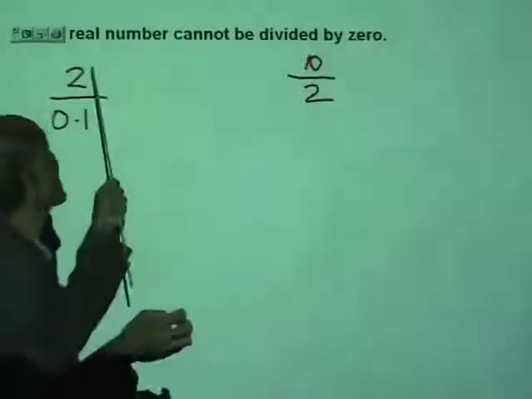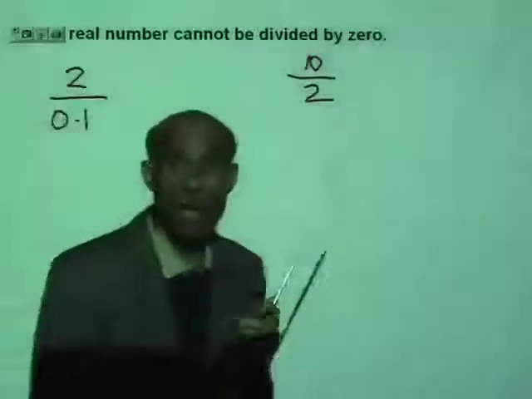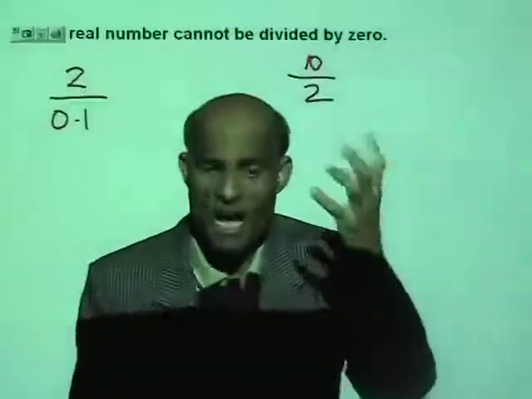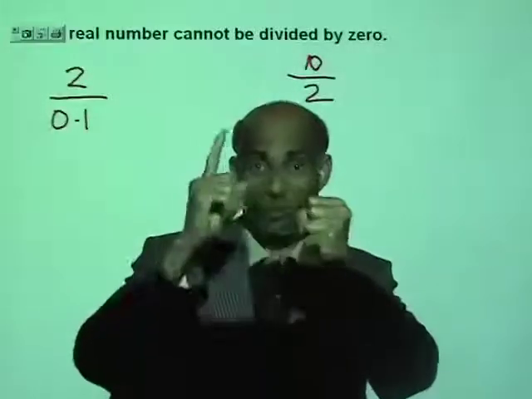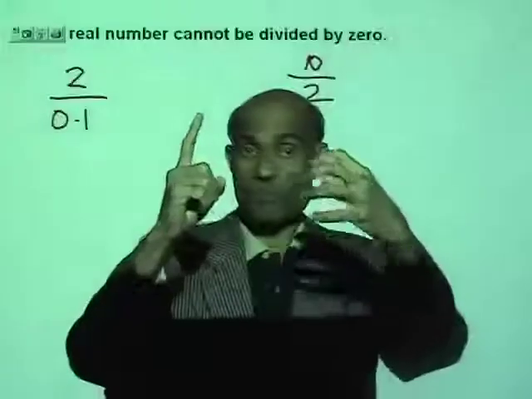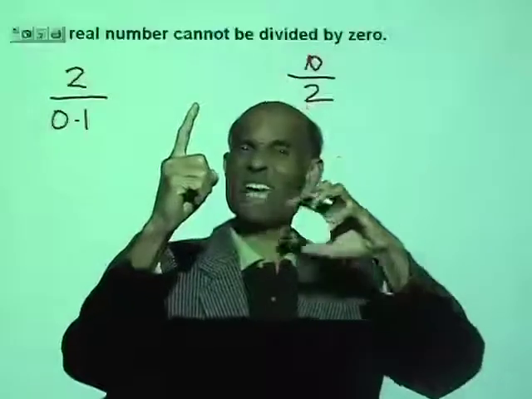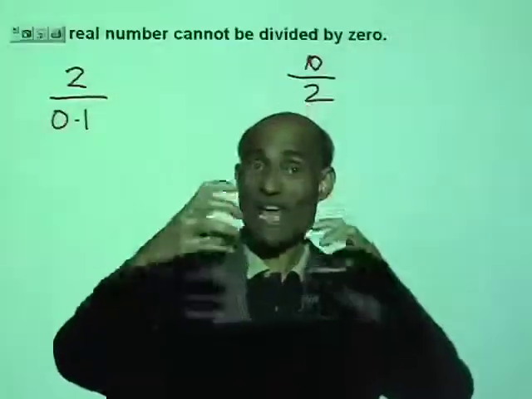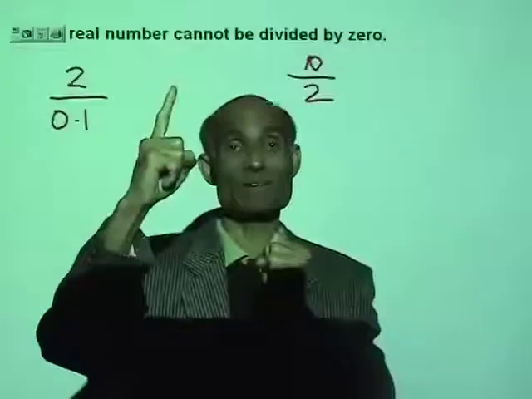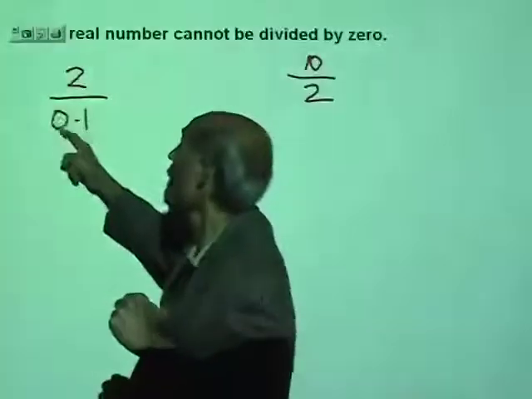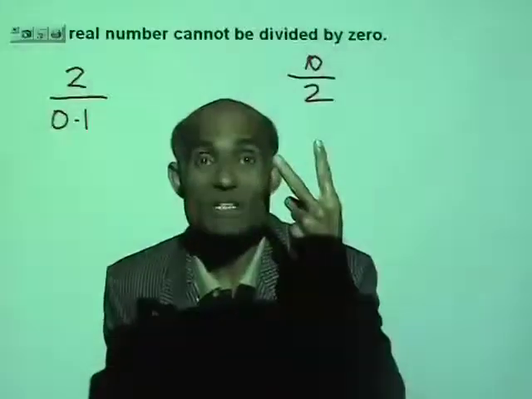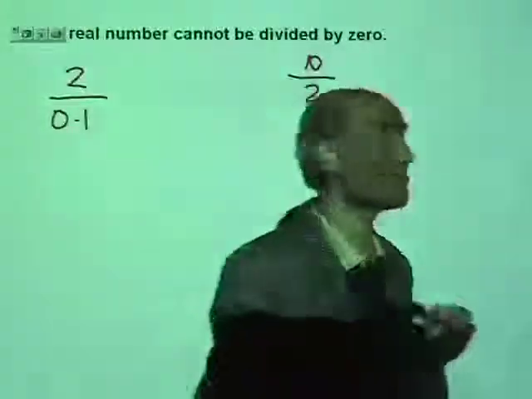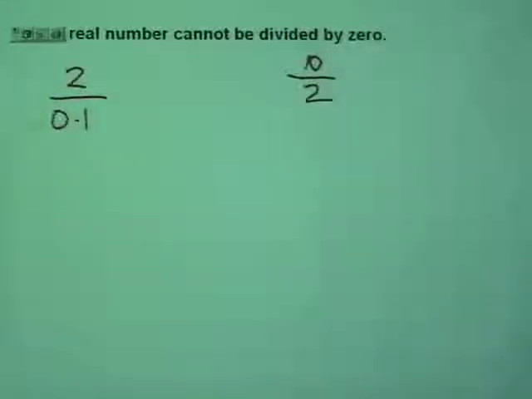0.1's are in 2. Do you know how many 0.1's are in 2? How many point ones are in 1? Remember, a point 1 means 1/10. And there are 10 of those in 1. So how many point ones are in 2? There are 20. So 2 divided by point 1 is 20.